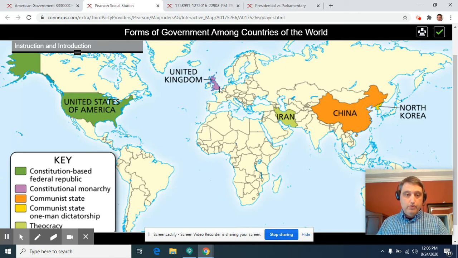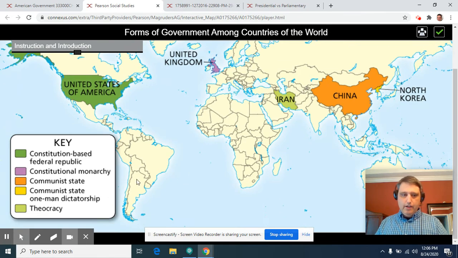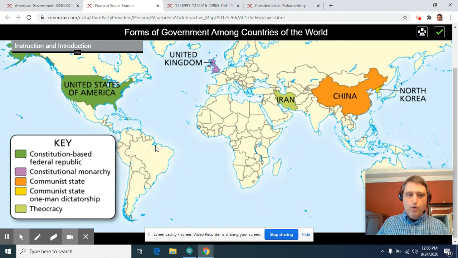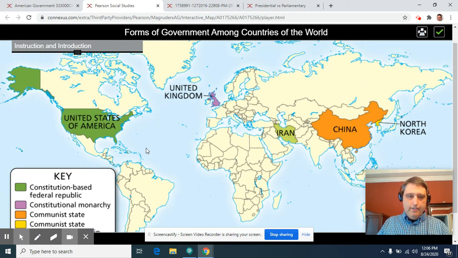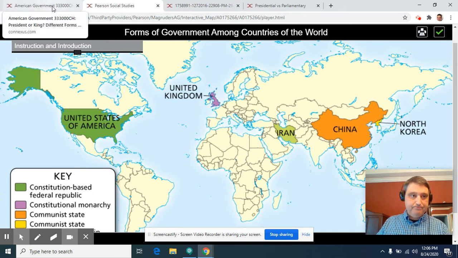The UK, which is Great Britain and Northern Ireland, uses a constitutional monarchy. China is a communist state. North Korea is a communist state with a dictatorship. And Iran is something called a theocracy. So we're going to look at some of these different ways of setting up government, and that's what we're going to look at in this unit.